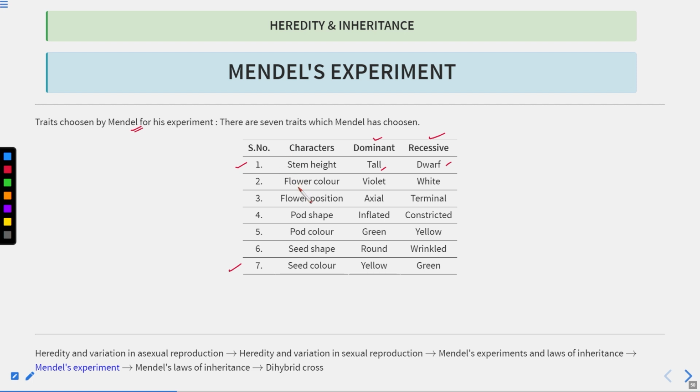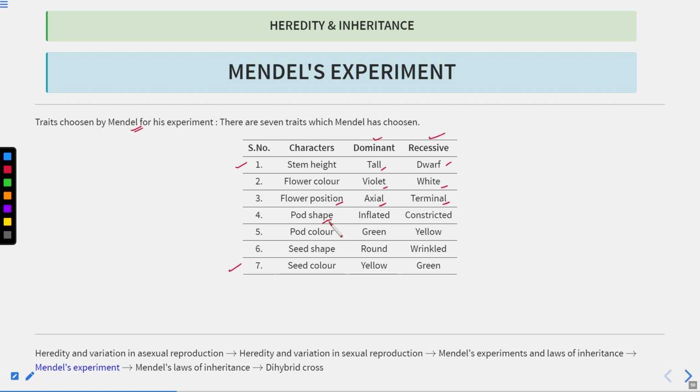Then next is the flower color. Violet is the dominant flower color, and white is the recessive flower color. Next is the flower position. Flowers can be axially located or terminally located. Axially means in the axis, and the second one is terminal, at the terminal position of the shoot.